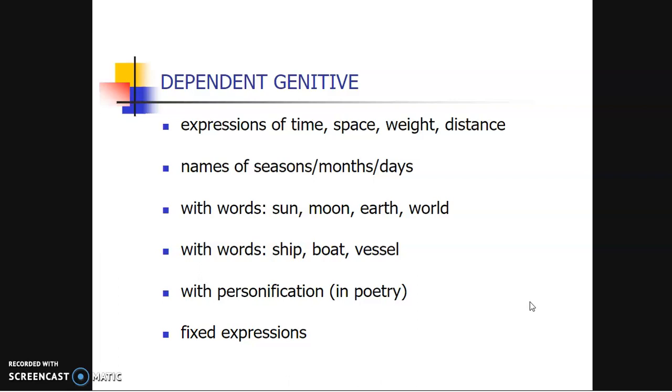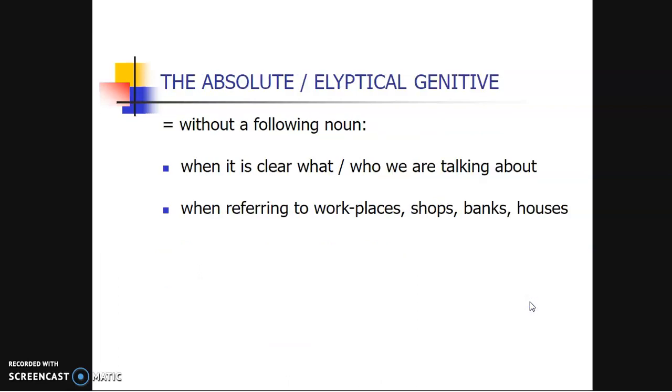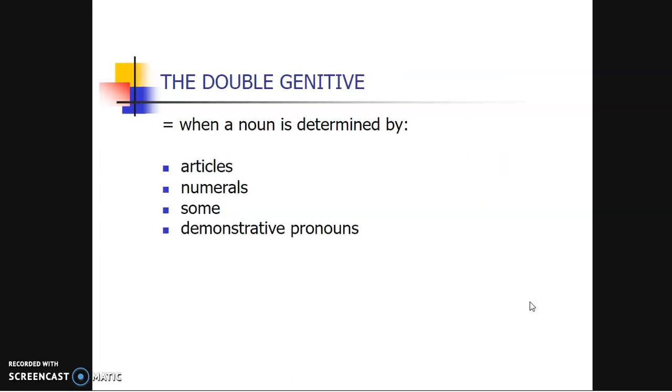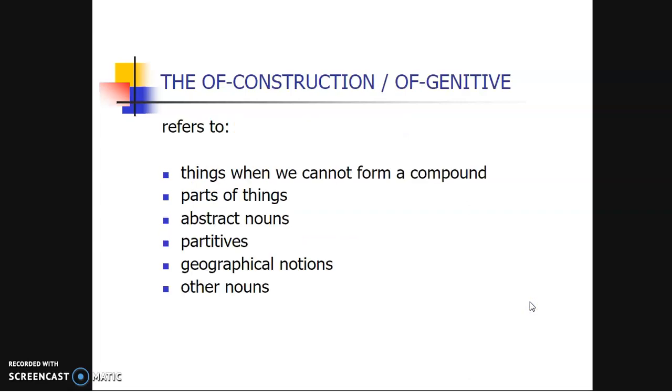And poetry, fixed expressions. The absolute elliptical genitive, without a following noun, is used when it's clear who we are talking about, when referring to workplaces, shops, banks, and houses. The double genitive is used when a noun is determined by articles, numerals, some, demonstrative pronouns. The of-construction of the genitive refers to things, when we can't form a possessive of things: abstract nouns, partitives, other nouns, and geographical notions.